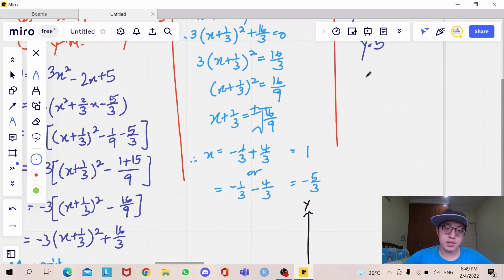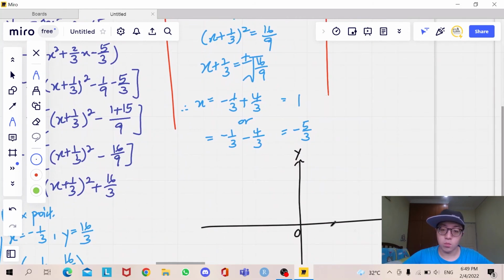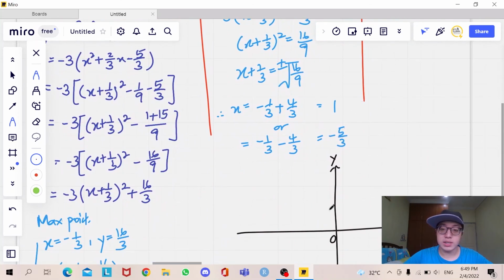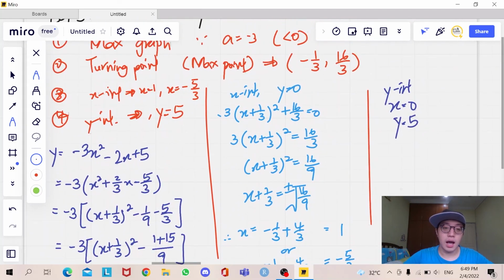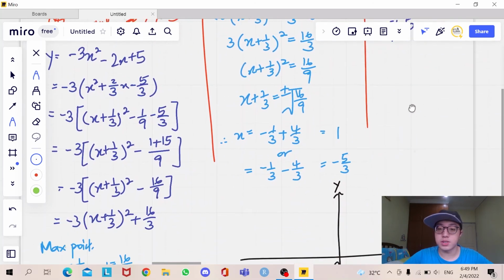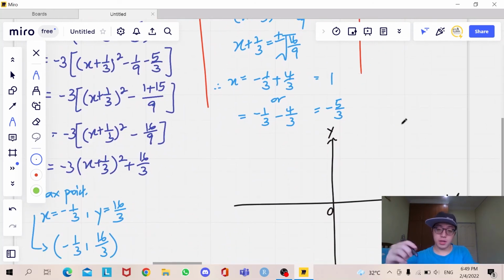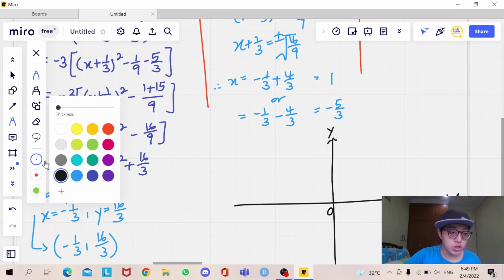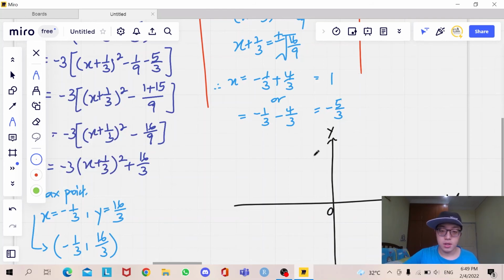And then the x-intercepts are negative 5 divided by 3 and 1. So it's one at the negative and one at the positive. All right, and then y is 5. So the turning point is here, and then y is 5. So the turning point must be larger than the y value, which is correct because 16 divided by 3 is 5 point something. All right, so after you have got all the information needed, you can just sketch your graph. All right, like this. Your max point is here, your y-intercept is here, the x-intercepts can be anywhere, so you can just sketch like that.